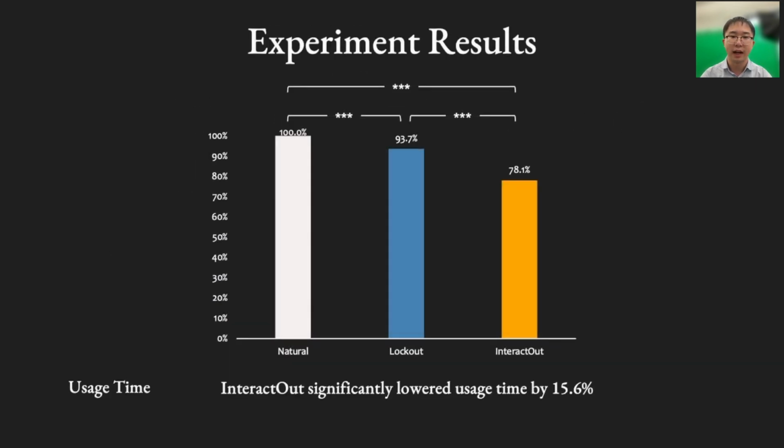We first investigate app usage behavior, the usage time, and opening frequency. Due to the large app usage variation among individuals, we normalized each participant's data by calculating the ratio against their own data during the base week when there was no intervention. Results showed that both InteractOut and lockout significantly decreased participants' target app usage compared to their naturalistic usage. InteractOut significantly reduced the usage time by an additional 15.6% compared to the lockout.